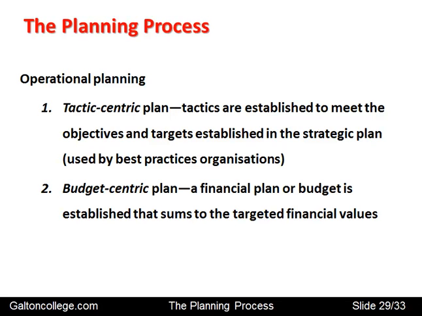It could be budget centric. A financial plan or budget is established that sums to the targeted financial values. So it could be senior management hand down a budget to the operational level and say, work within this budget. It's a possible route for operational planning. So departmental heads must work within that. They can spend up to that limit. If they go over, they're overspent on the budget and they need to account for it. If they're underspent, well, the assumptions of the budgeting process would have to be looked at.